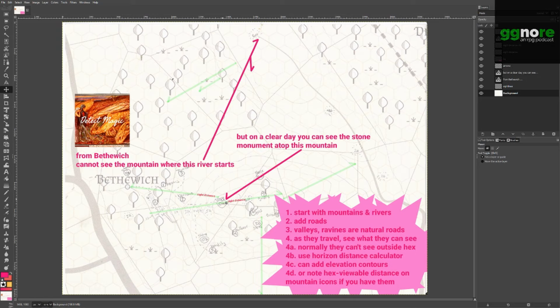And if you want to put multiple peaks in your mountain range, you can do that as well. But the peaks act as waypoints that they can use to navigate, just as they would in real life. And maybe we'll get to see this in actual play and see how it works. I might do some testing.